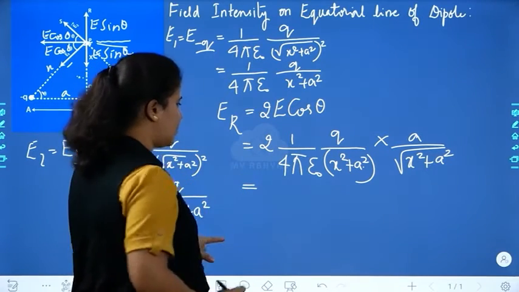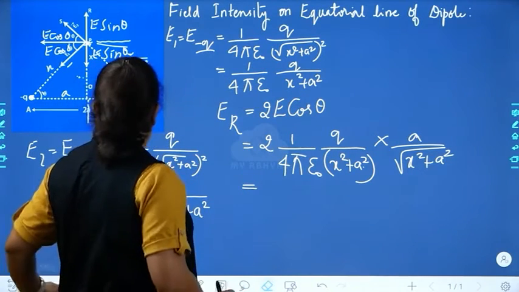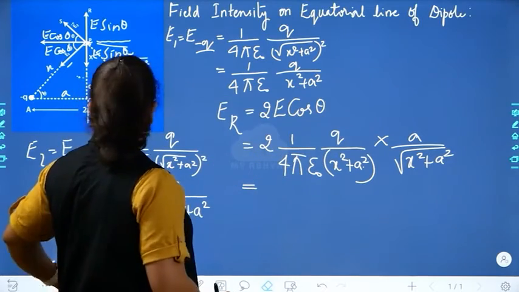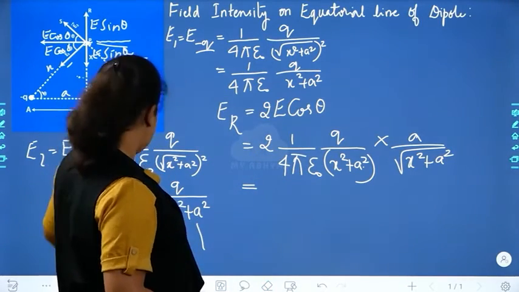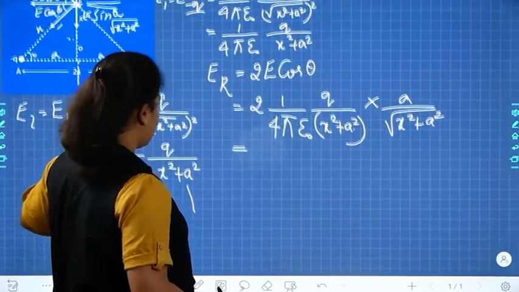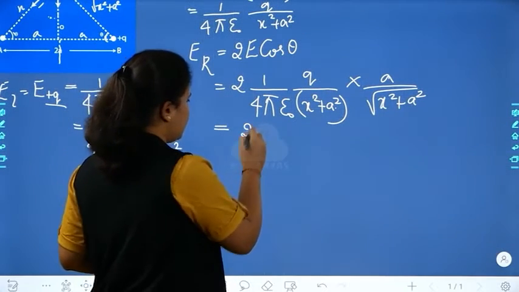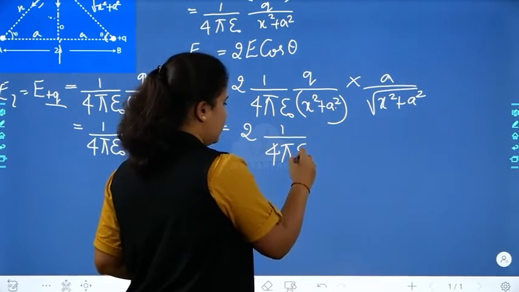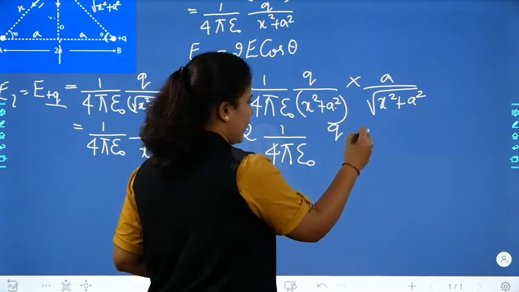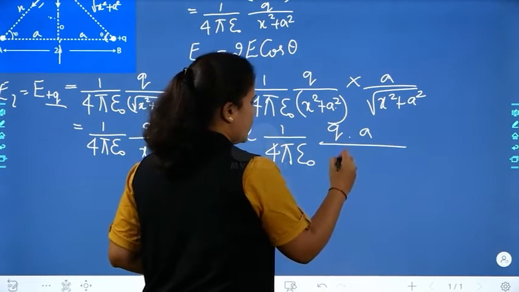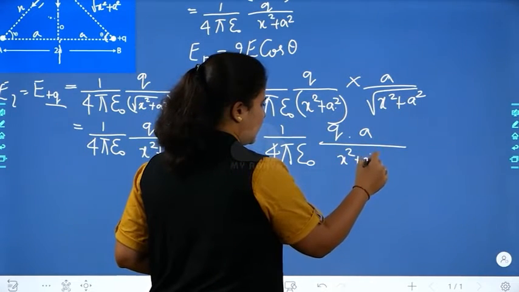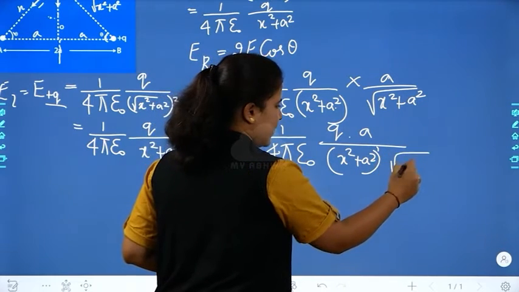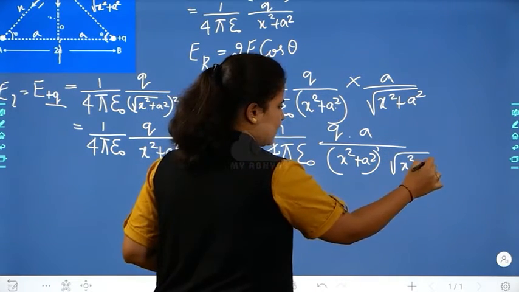So this is equal to what? So you can see here, this will be equal to 1 divided by 4 pi epsilon naught, q into a divided by x square plus a square, the whole raised to 1, into root of x square plus a square.